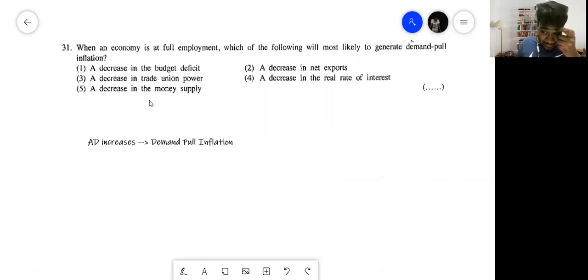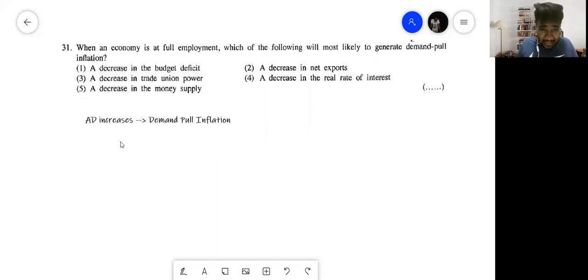A decrease in the budget deficit. Guys, if the budget deficit falls, that means government spending is falling, right? So G is falling. If government spending falls, aggregate demand falls. That is one. The second one, a decrease in net exports. If net exports fall, net exports is a direct component of aggregate demand, no? Yes, if net exports fall, AD falls.